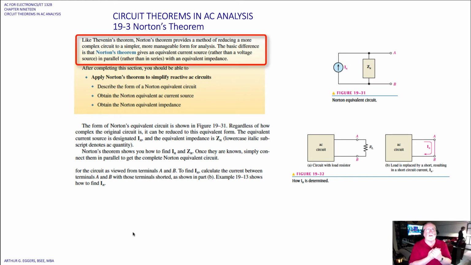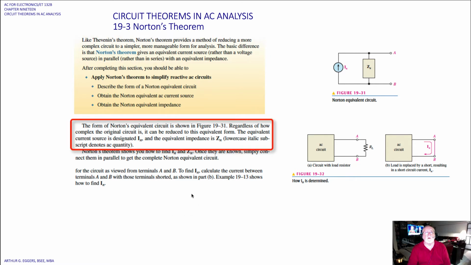So now we look at the current equivalent to Thevenin's. This is Norton's theorem. Like Thevenin's theorem, Norton's theorem provides a method of reducing a more complex circuit to a simpler, more manageable form for analysis. The basic difference is that Norton's theorem gives an equivalent current source in parallel, rather than a voltage source in series, with an equivalent impedance.